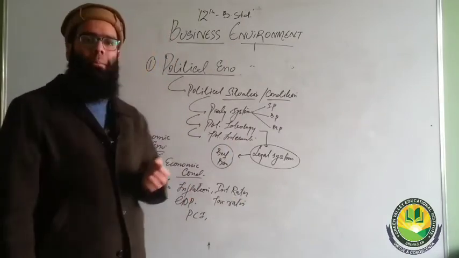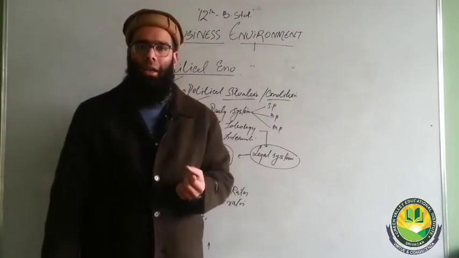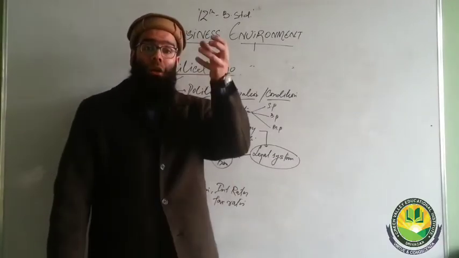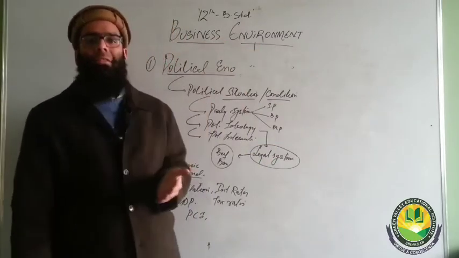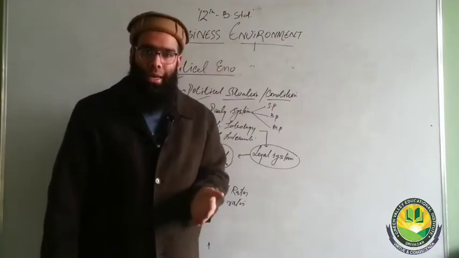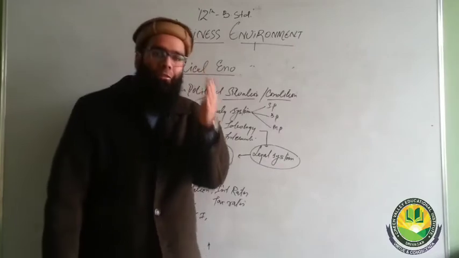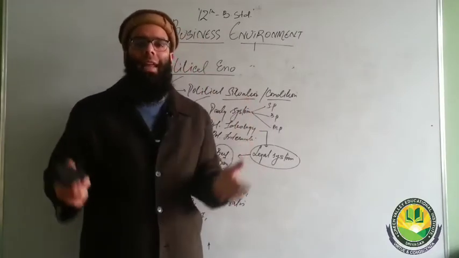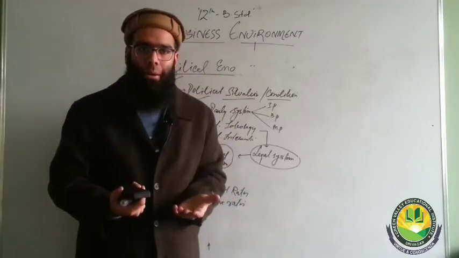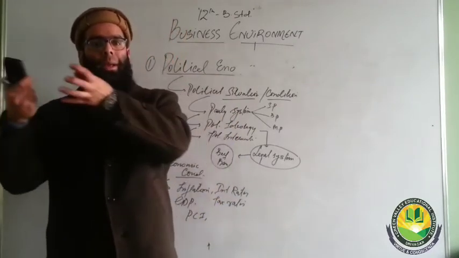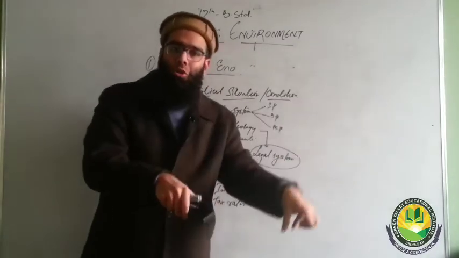A simple example: if inflation is there, prices of commodities are high, it will create a problem for the general public. They will spend less, they will consume less. They will consume less, so the firms will produce less. And if the firms are producing less, they have less need of factors of production. So it will create unemployment. And factors of production will become expensive, production will decrease, and consumption will also decrease.